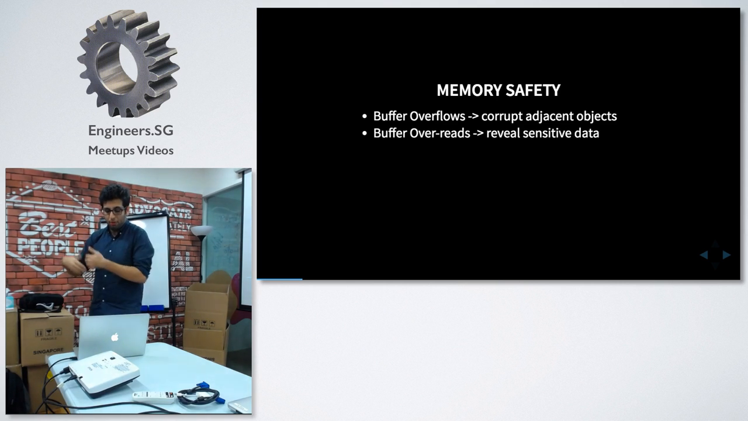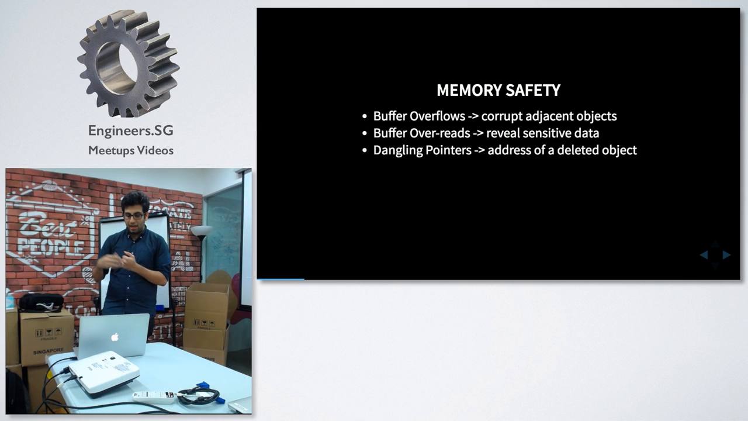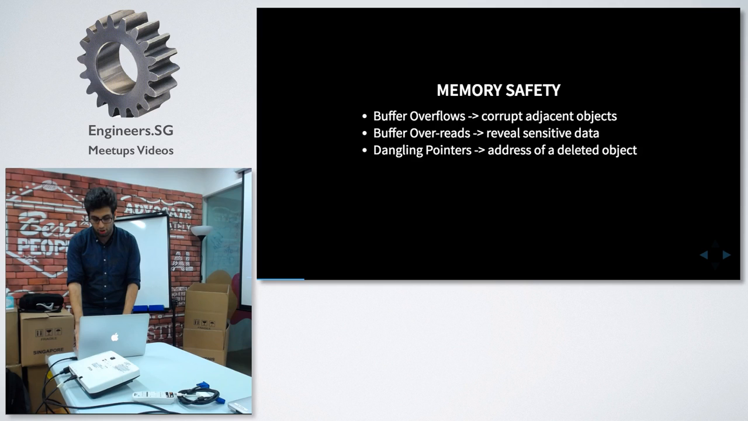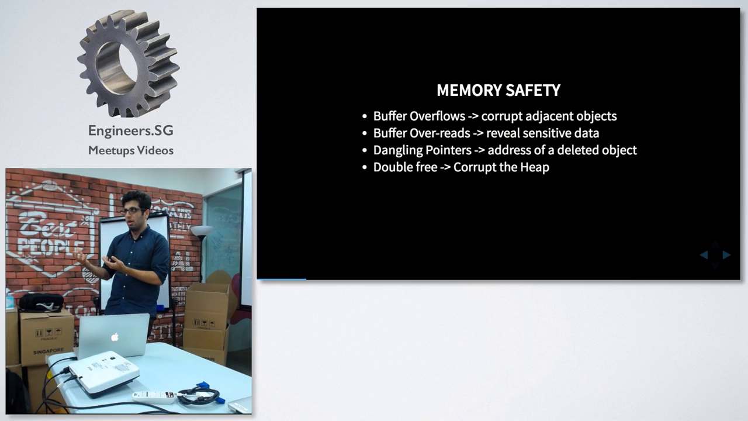Then you have things like buffer overreads, where, once again, you have a missing length check or an off by one error somewhere, and you somehow tend to read into some other object's memory. Things like dangling pointers, where you have the address of an object that's actually been deleted, so when you access it, it'll crash, it'll cause a kernel panic or whatever. You have things like double freeing a pointer, which can corrupt the heap in some implementations. And there's a bunch of other similar related memory bugs.